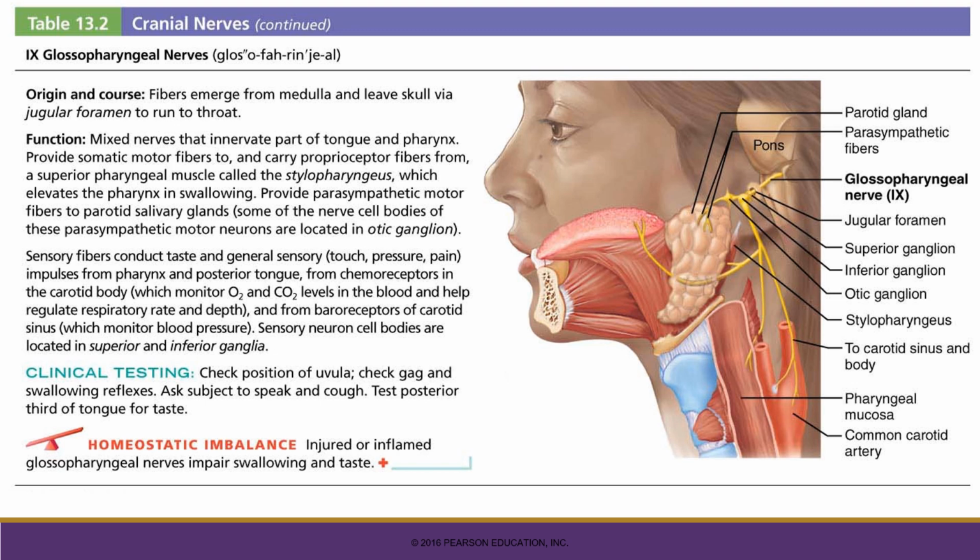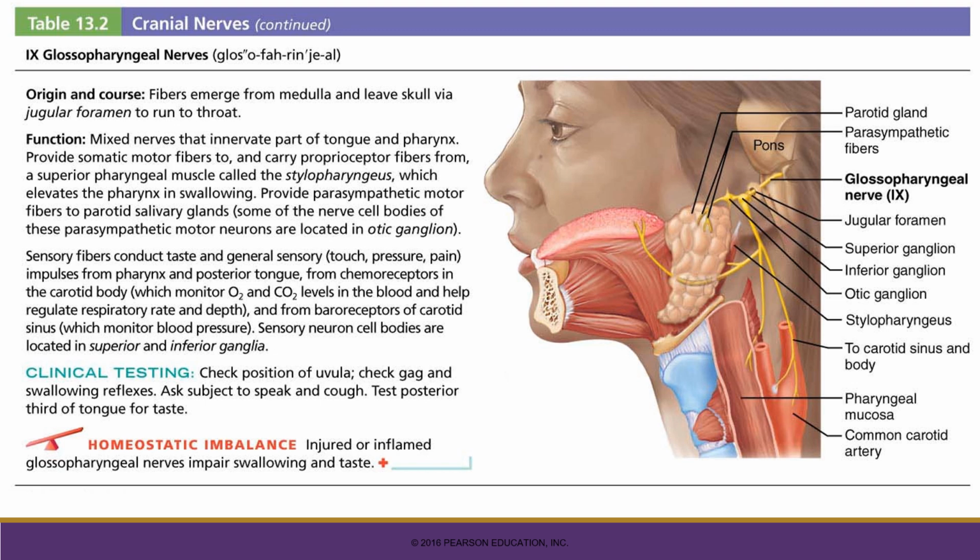Clinical testing: check for position of the uvula, the little hang down thing in the back of your throat. Check for gag reflex. Don't do that though with your patients. People think we're weird enough. Don't gag your patient. And swallowing reflexes. Ask the subject to speak and cough. You're already talking to them, so I think we're okay with that.